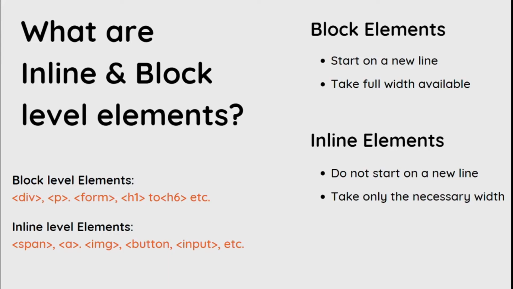Now, what are inline and block level elements? Let's start with block level elements. Block level elements start a new line. They take the full width available. Examples of block level elements are divs, p tags, forms, h1 to h6. Now inline elements do not start a new line and they only take the necessary width. So from the name you can see they're inline elements. Examples of inline elements are spans, anchor tags, images, buttons, inputs.